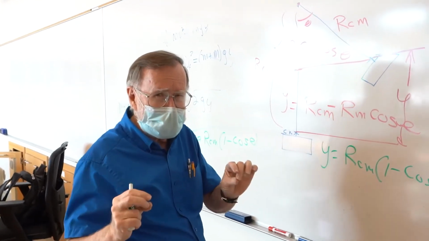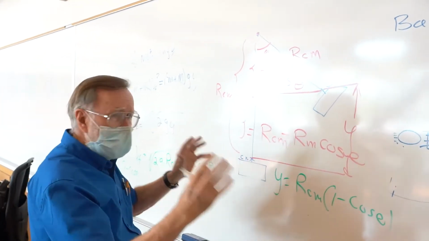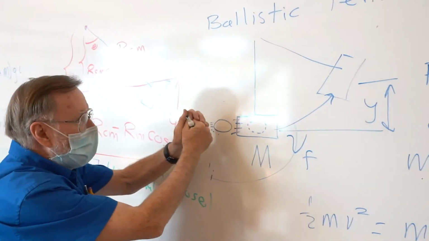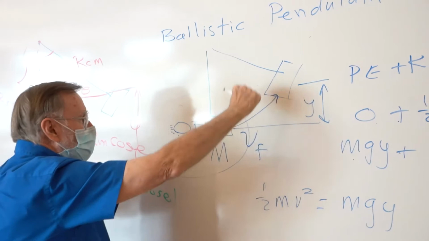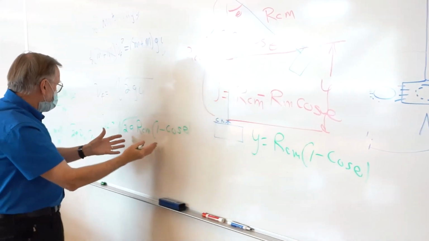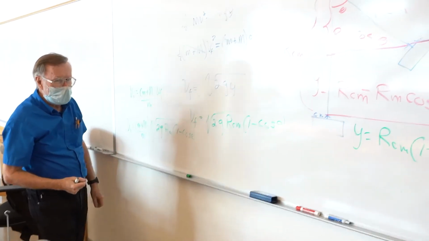And this is crucial, and I'm going to look for this in your lab report to see that you understand this, that this is the result of two things: conservation of momentum during a collision, conservation of energy during the swing up of the pendulum. The conservation of energy gave us this, and the conservation of momentum gave us this.